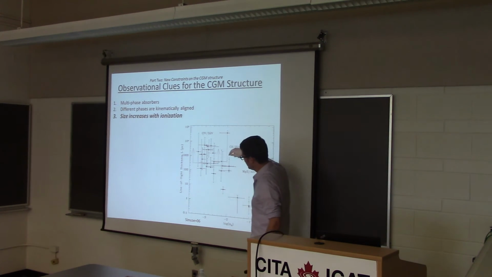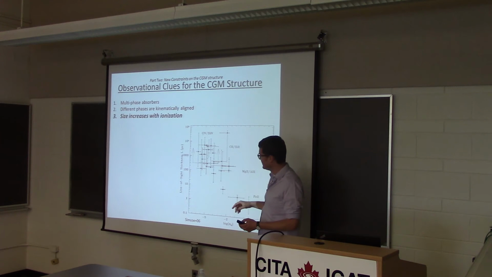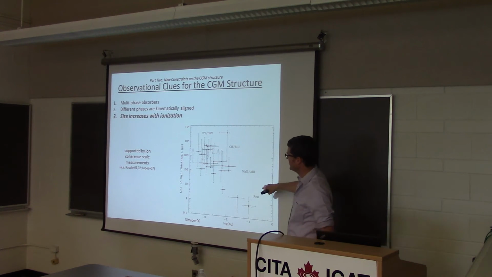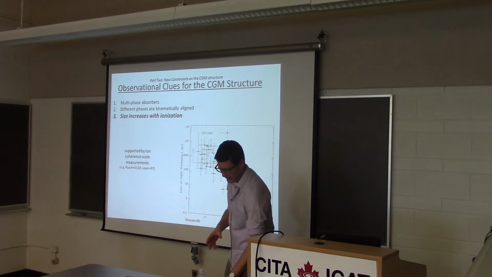Okay, so we get this relation that as the ionization level is decreasing, the size is also decreasing. But indeed, there's been additional support for this result using ion coherent scale measurements. So this is what Norm was referring to.